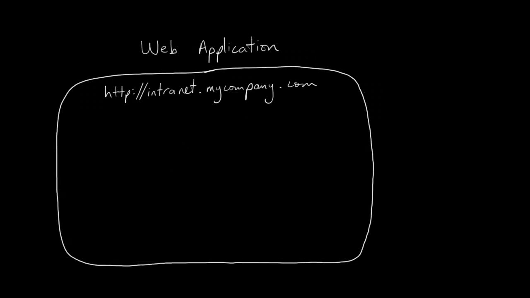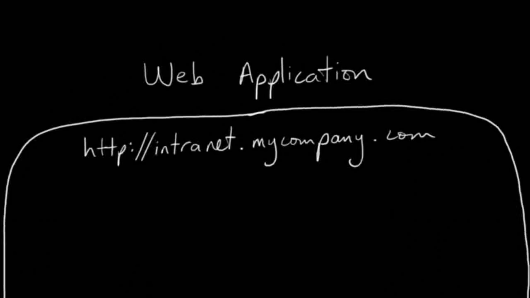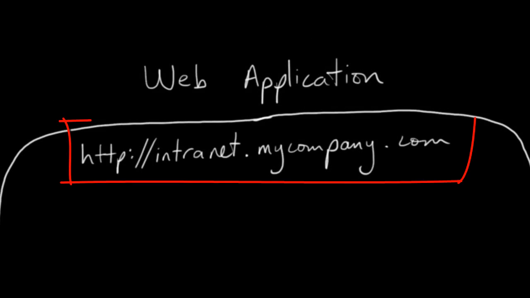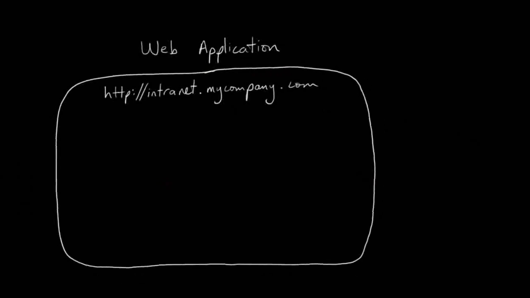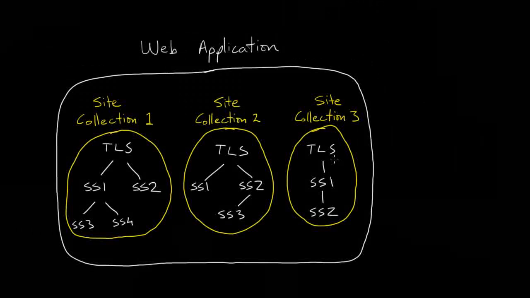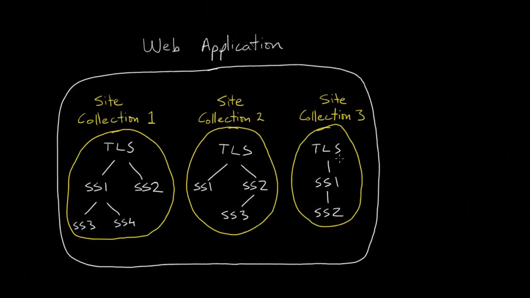Well, let's address that. In order to understand the SharePoint content database size issue, we have to first understand the very basics of SharePoint architecture itself. And don't worry, I'm going to keep this extremely simple. So at the very top layer, we have what's called the web application. The web application is simply the very top of the hierarchy, and it's identified by a fully qualified domain name. In this case, intranet.mycompany.com.